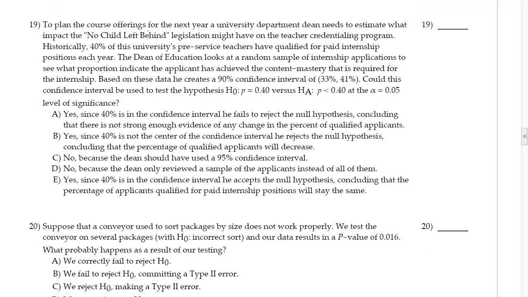To plan the course offerings for the next year, a university department dean needs to estimate the impact No Child Left Behind legislation might have on the teacher credentialing program. Historically, 40% of the university's pre-service teachers have qualified for paid internships. So your P here is going to be 0.4. The population is those pre-service teachers, and the characteristic is qualified for paid internships. The dean looks at a random sample of internship applications to see what proportion indicate that the applicant has achieved the content mastery that is required.